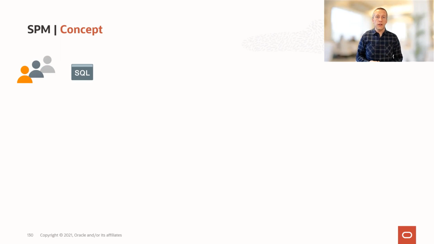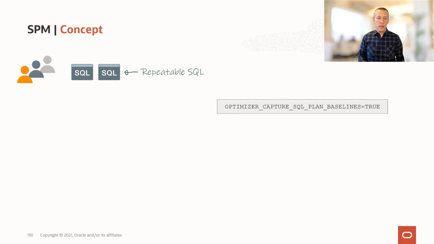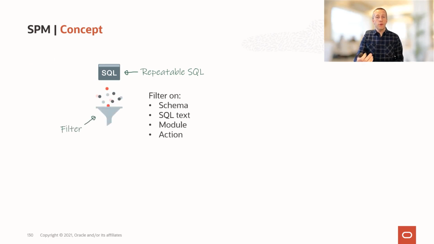Your users are connected to the database and they're issuing SQLs. The second time the same SQL is executed, it's called a repeatable SQL. When the parameter optimizer_capture_sql_plan_baselines is set to true, whenever you have a repeatable SQL, SQL plan management will record it. But first, it'll run it through a filter so you can decide whether or not you want to capture that plan. You can provide a filter on this statement or on this schema.